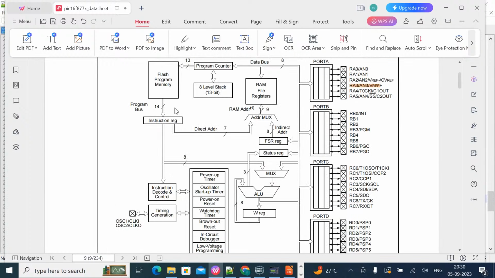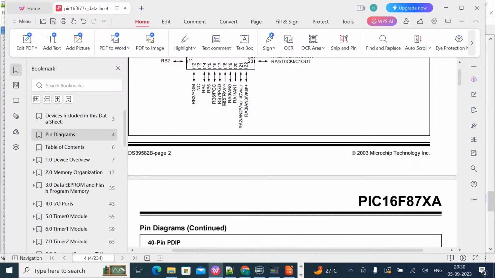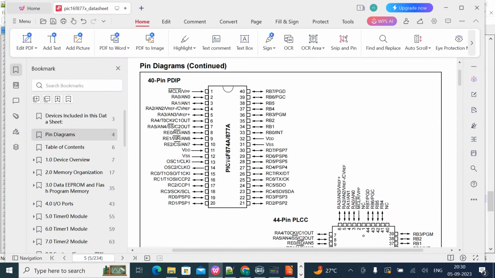So it has a total of 40 pins. Apart from the port pins, it has other pins also, right? Let me show you here. Just a second, the pin diagram. Yeah, here are the 40 pins of the PIC16F877A. Other than the port pins, it has the reference voltage, VDD, VSS, ground. The rest of the pins are also there, right? Yes, correct. Don't worry about that.